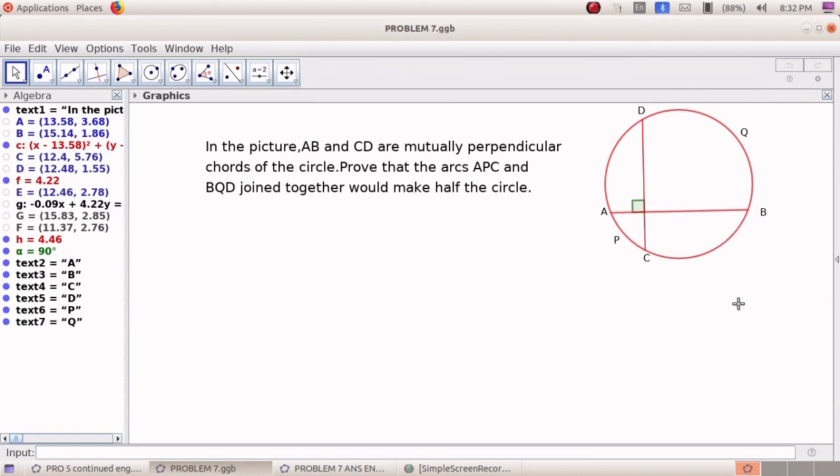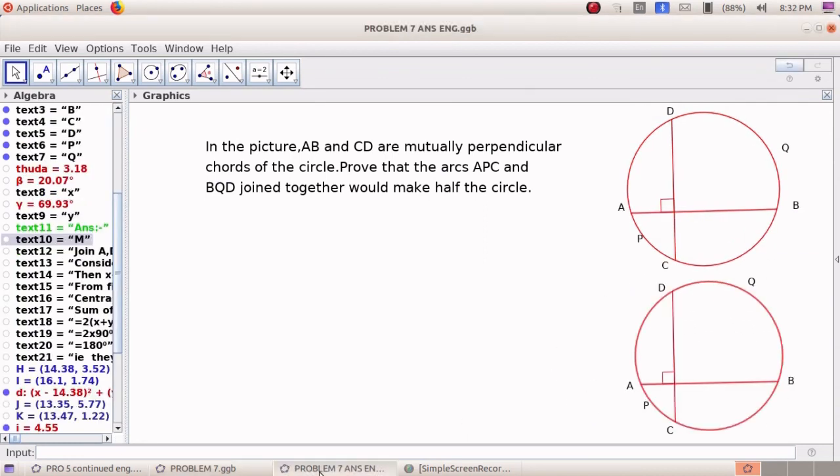For this, let us redraw the figure. And let us name the meeting point of the chords by M. Then let us join A and D, or B and D. Any one can be joined, or AC or BC, whichever. Let us join, for example, AD. On joining A and D, we get a right angled triangle AMD.